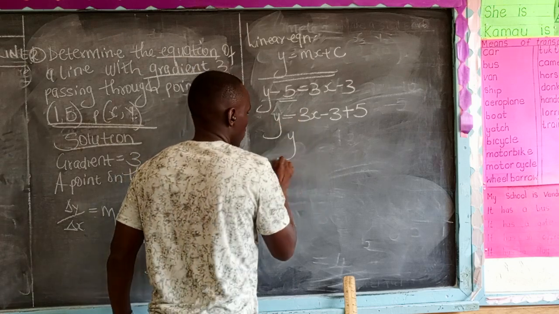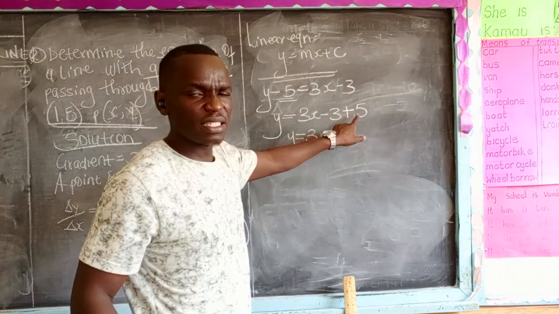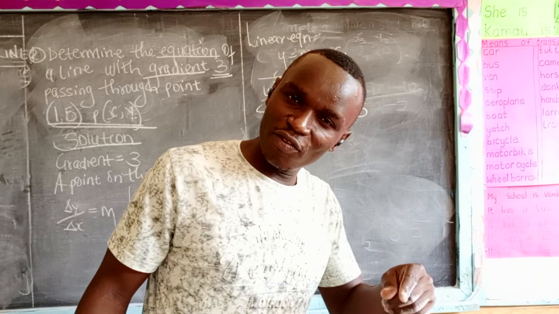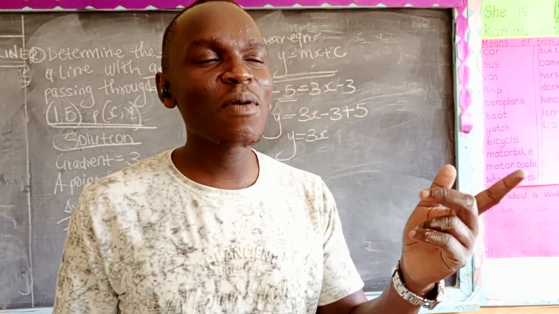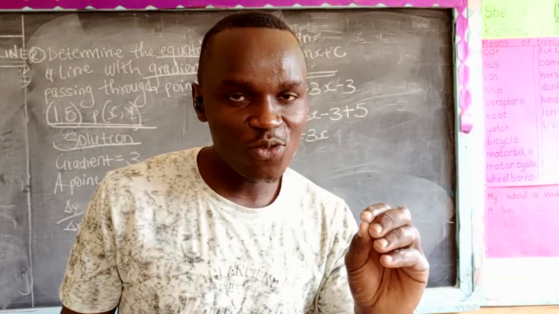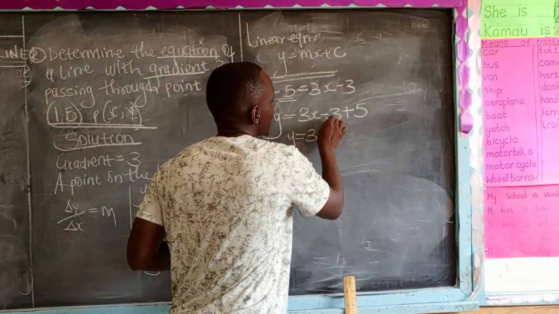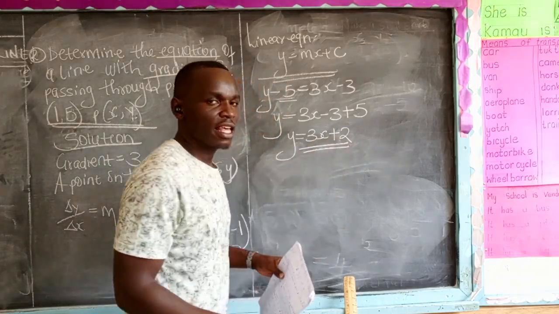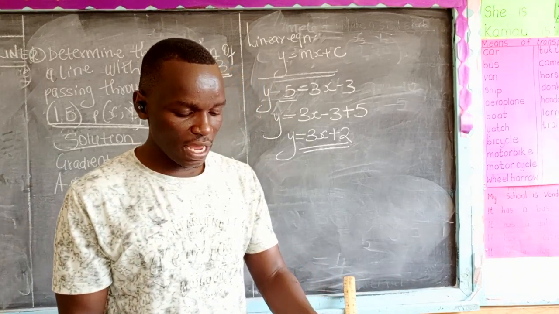Then we simplify. y is going to be 3x minus 3 plus 5. I owe 3 and I have 5. When I use my 5 to pay a debt of 3, I remain with 2. So minus 3 plus 5 will be equal to plus 2. So that is the equation of the line.